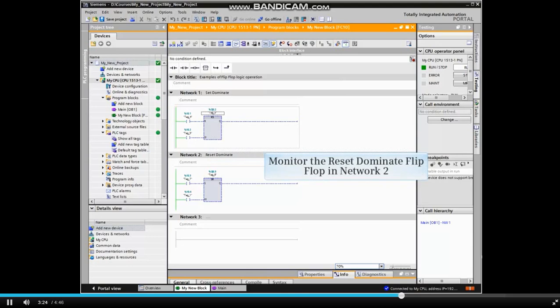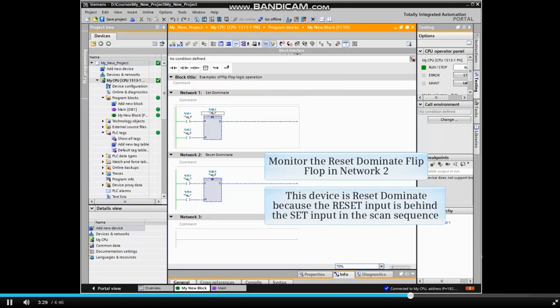Now let's monitor the reset dominant flip-flop in network 2. This device is reset dominant because the reset input is behind the set input in the scan sequence.